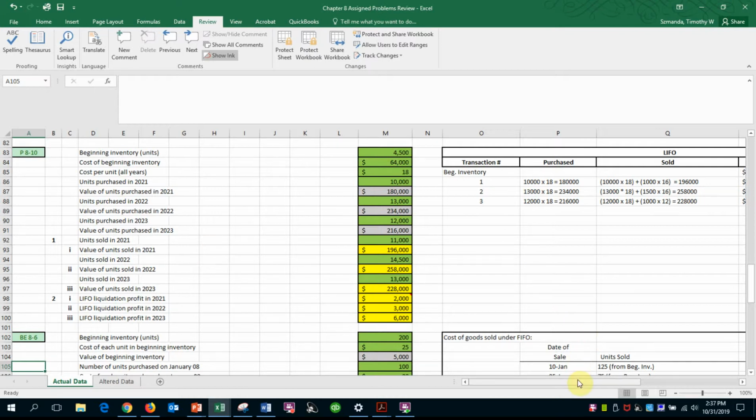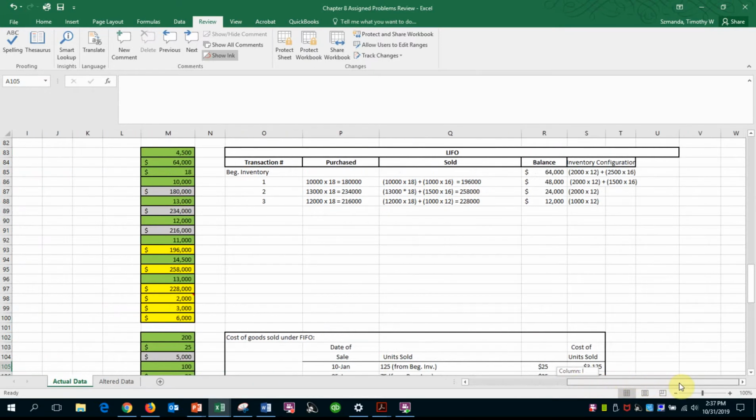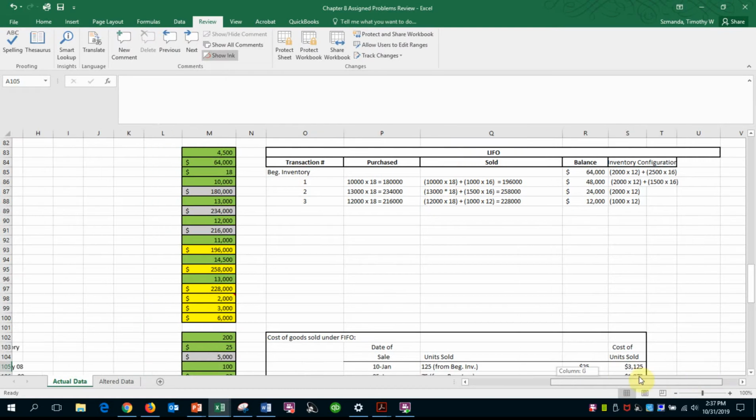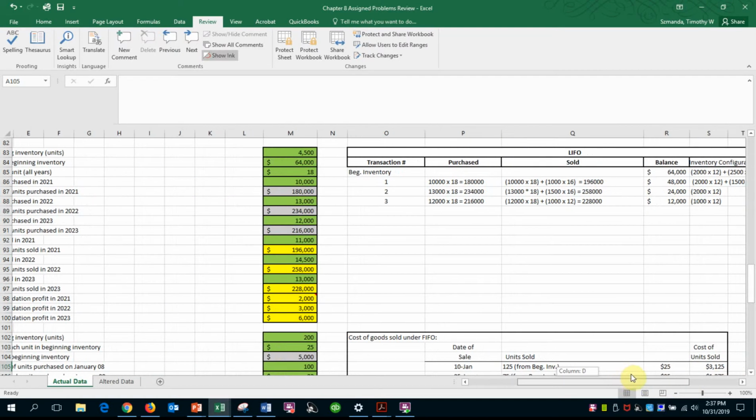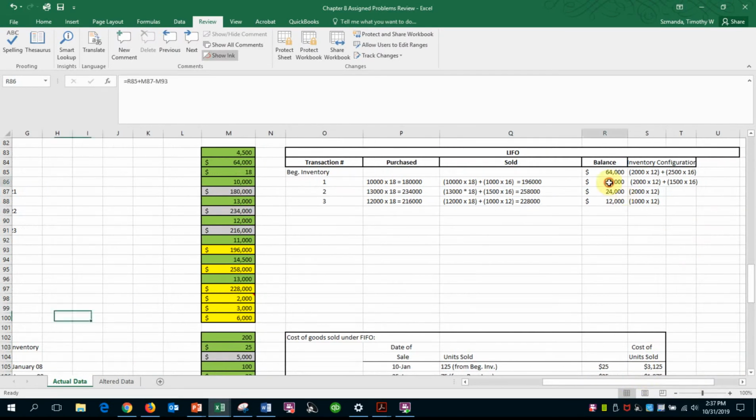Well, if we look at the first transaction under last in, first out, we've got this sale, and the sale is for a total of 14,500 units. First transaction 2, transaction 1, we have 11,000 units, and then the last transaction will have 13,000 units. So let's cost these out individually. Let's go to the first sale. We have the 11,000 units.